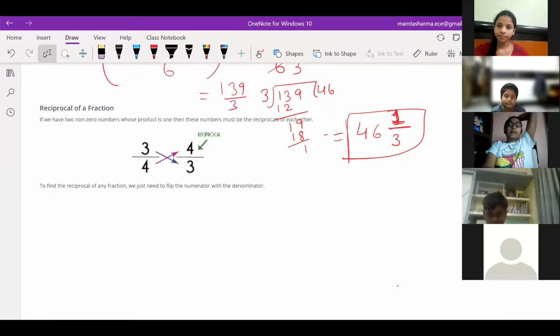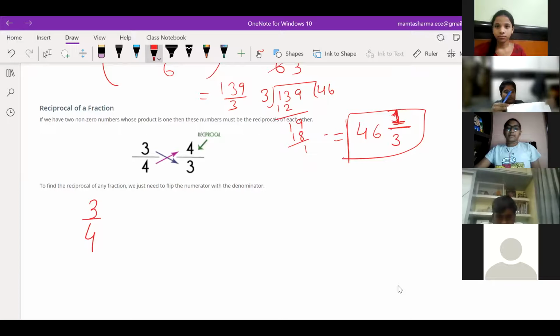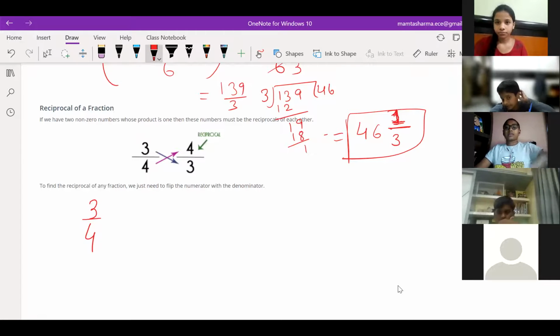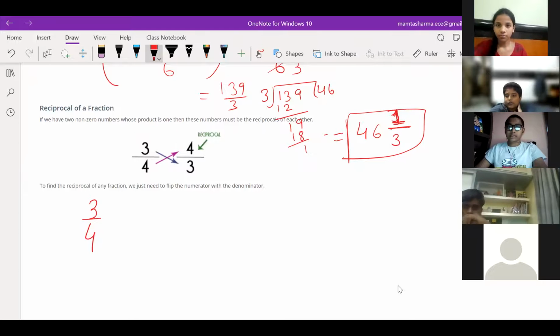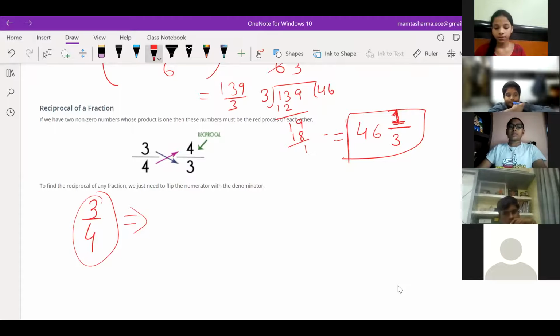Now next, reciprocal of a fraction. The second side we should reverse it again. Ma'am, like there are LHS and RHS, right? Here no LHS and RHS, only a fraction is given, 3 by 4. For finding the reciprocal of this fraction, just flip the numerator with the denominator. It would be 4 by 3.